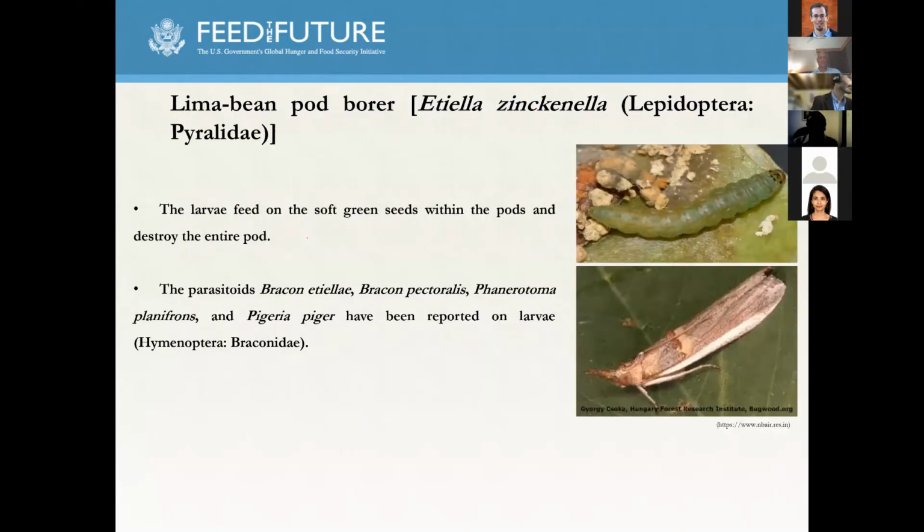Another one is the lima bean pod borer, Etiella zinculella. It's a small caterpillar. The moth lays single eggs on the plant, and the larvae feed on the soft green parts, and then they get into and feed on the seeds. At least 4 parasites have been recorded on this pest. Well, all these lepidopteran pests will have the egg stage, larval stage, pupal stage, and then the adult stage.